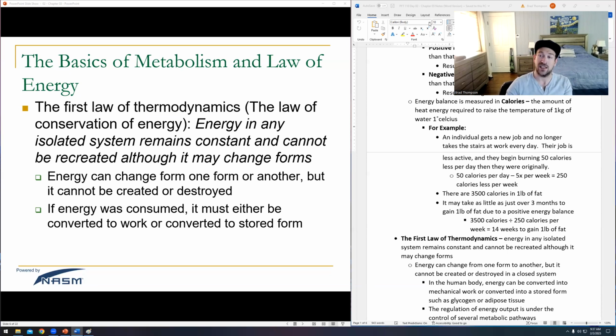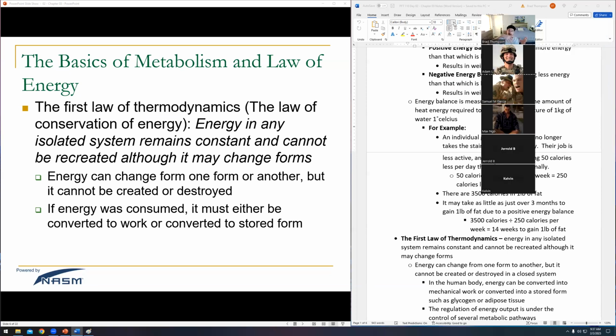forms. So, for instance, the energy that was in that food that they put into the calorimeter, when they put it in there, they released the energy from that food and it changed form from being food into heat energy, right? It changed, but it's still the same amount. And then that heat energy was transferred to the water, and that's why the temperature in the water went up. That's how they're able to measure it, right?